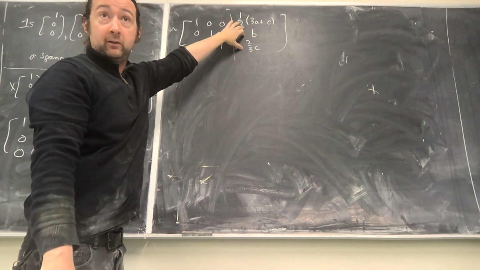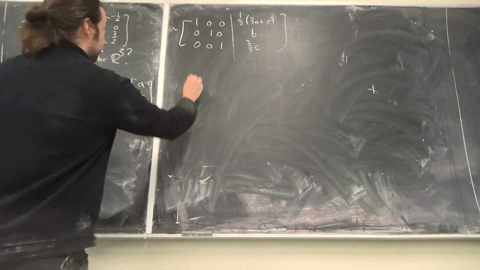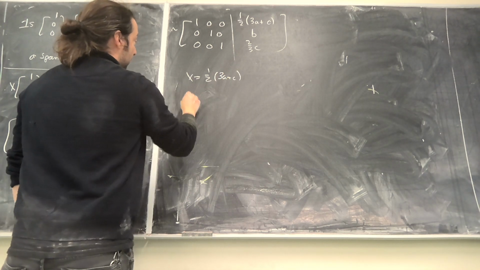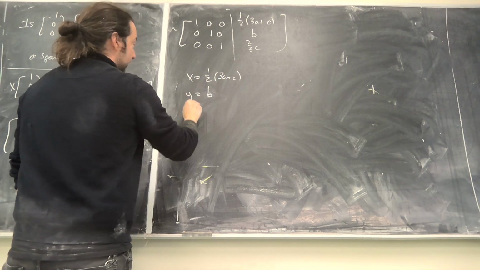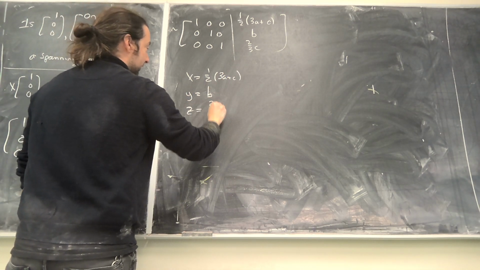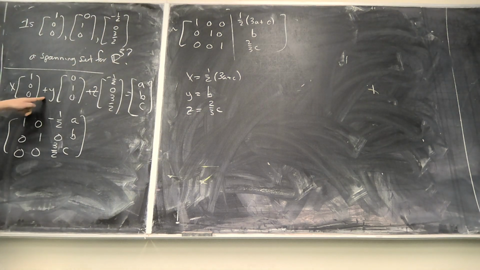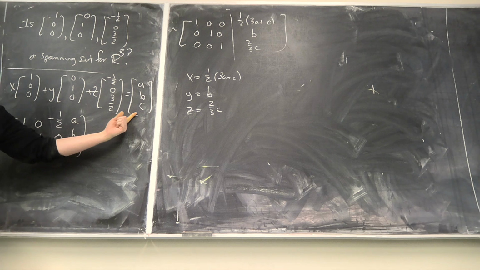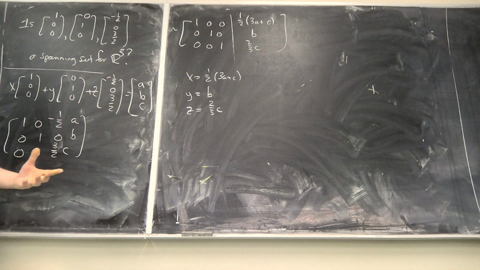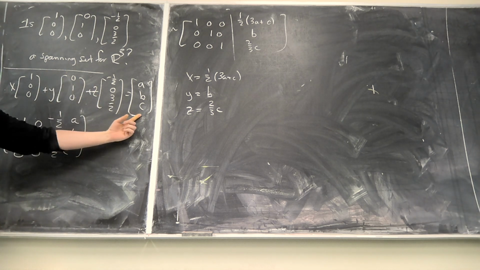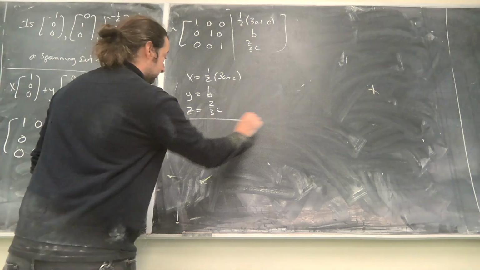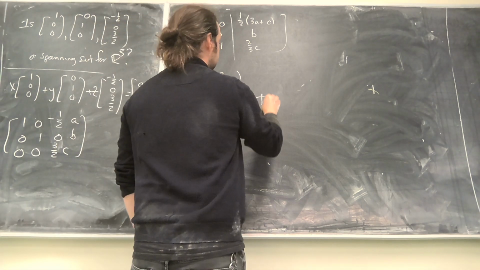So this says if you plugged in x is equal to 1/2 of 3a plus c, and y is equal to b, and z is equal to 2/3 of c, into this spot, and that spot, this equation would become true. And that works for any vector a, b, and c, which means it is a spanning set in this case. Since every vector in R3 can be written as a linear combination of these three, with that particular solution, it is a spanning set. This always has a solution.